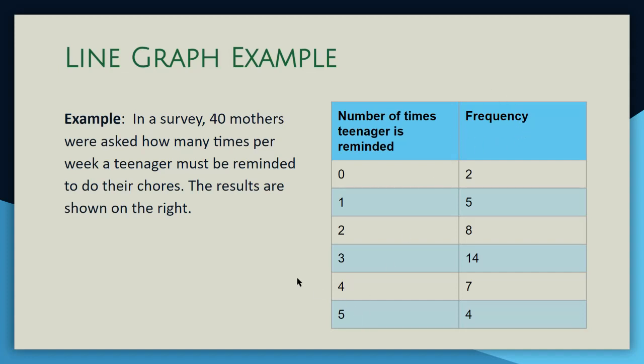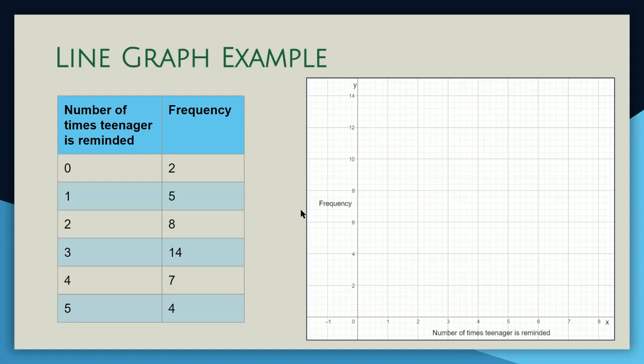So the first thing I'm going to do is set up a grid system. I'm going to get my axes going with frequency on the y, number of times teenagers are reminded on the x. So here's my grid, and you'll notice a couple of things. First, I labeled those axes. Number of times teenager is reminded, frequency. I've also got y and x as labels there. The other thing you'll notice is that I've got my numbers labeled.